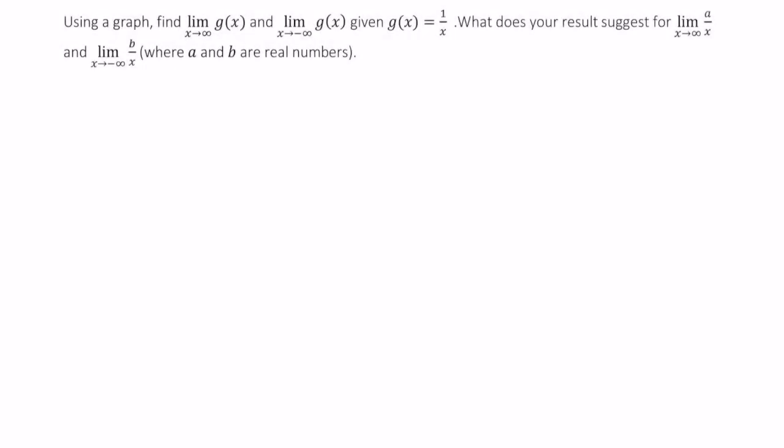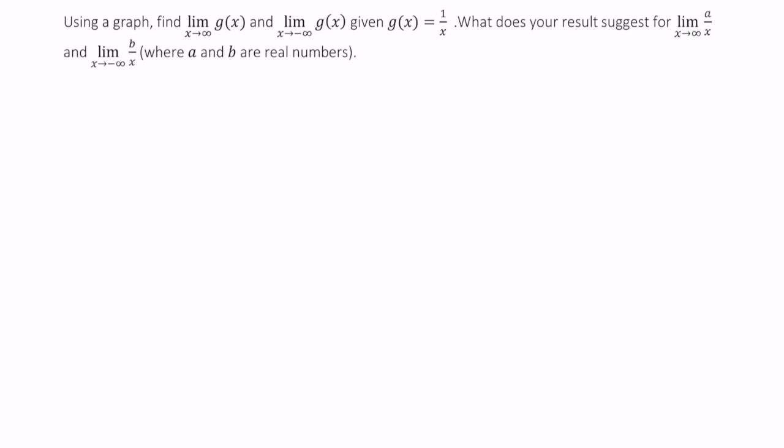Welcome. In this video, I'm going to go over how to find the limit as x approaches infinity and the limit as x approaches negative infinity of this function here, g of x, defined as 1 divided by x. Then we're going to discuss what this result may suggest for the limit of a constant over x as x approaches infinity, or a constant over x as x approaches negative infinity.